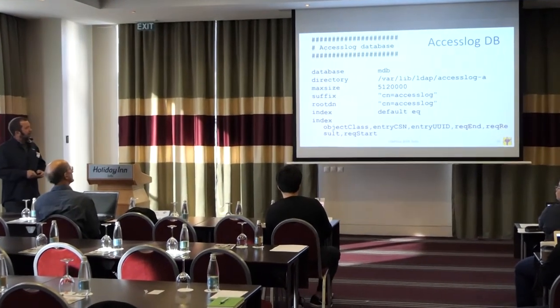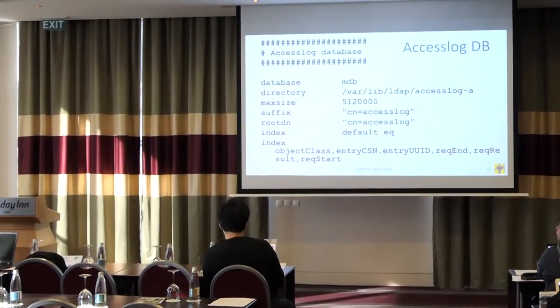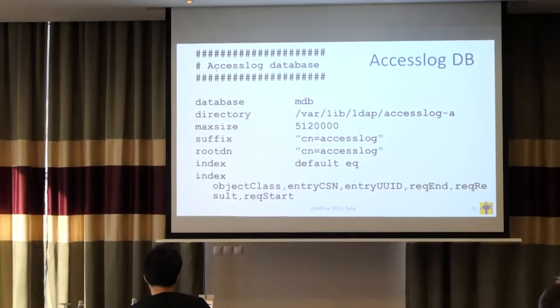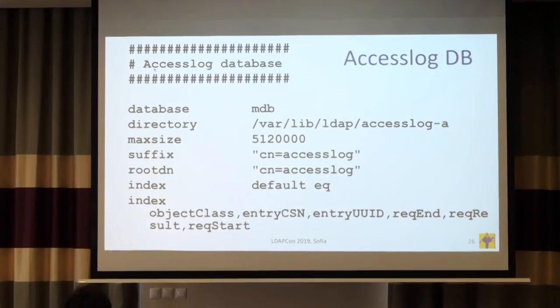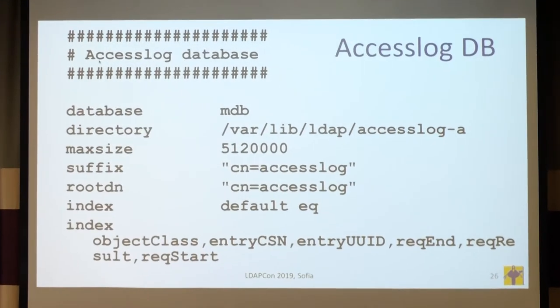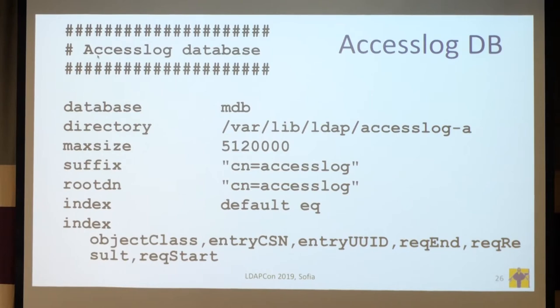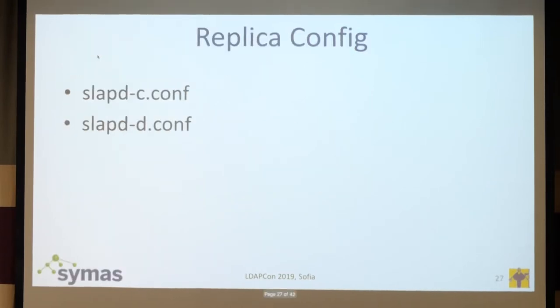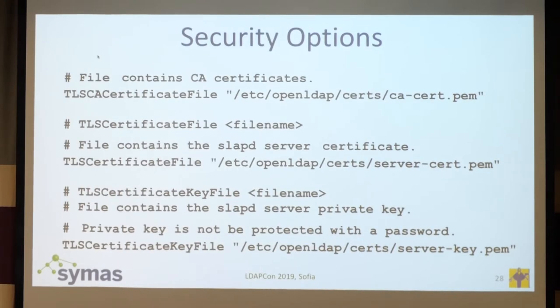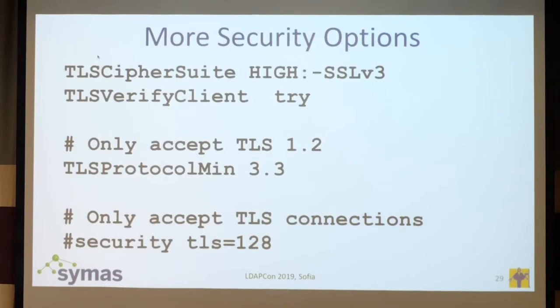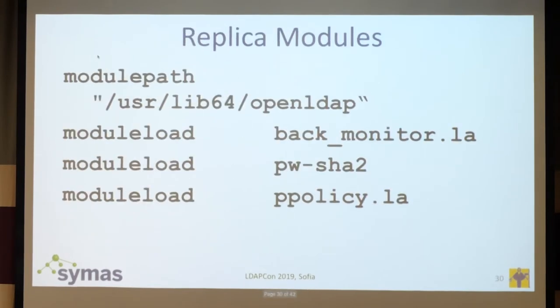Similar with the access log, which is the change log on the masters, we had to map each master to a different folder on the machine for each specific access log, which contains the changes, hence the Delta Sync REPL. Okay, so the replicas are much simpler. Same scenario with the security TLS. Exactly the same. Fewer modules are enabled on the replica.